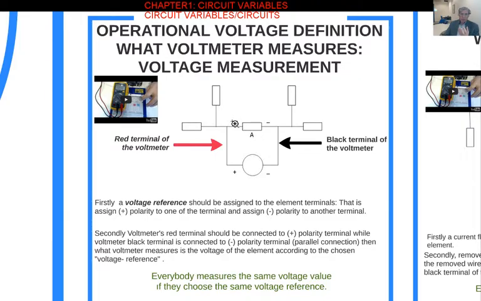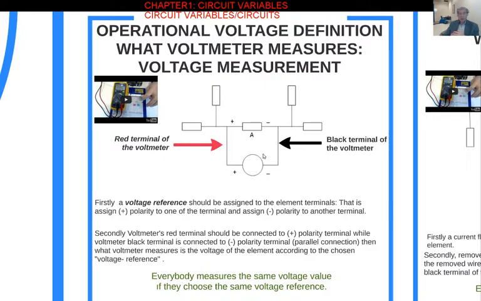So if we choose the plus terminal of A to be the left terminal, this terminal, and the other terminal as minus, that means we put a voltage reference on this element. And then if we connect the red terminal to the plus terminal of our element and the black terminal to the minus terminal of our element A, whatever is measured here is going to be the same for different people's measurements.